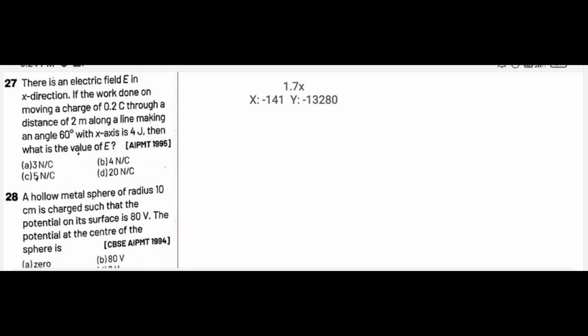Okay, moving on to the next question, that is the 27th. There is an electric field E in the x direction. If the work done on moving a charge of 0.2 coulomb through a distance of 2 meter along the line making an angle of 60 degree with the x-axis is 4 joule, then what is the value of the electric field?